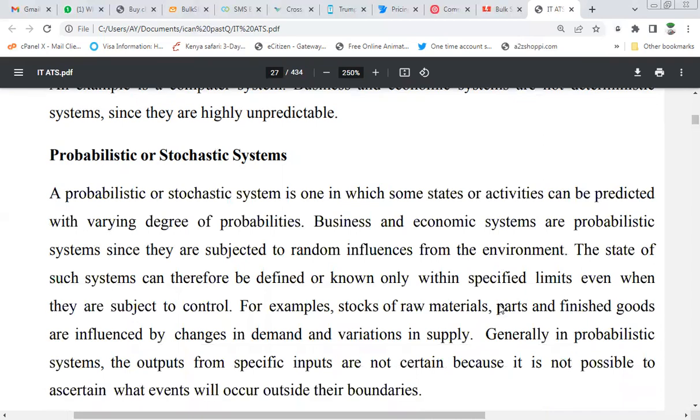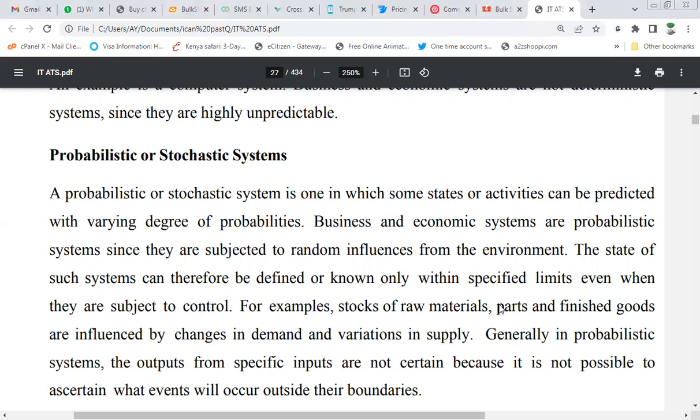Now, probabilistic system, probability, or stochastic system. A probabilistic system or stochastic system is one in which some states or activities can be predicted with varying degree of probability. Varying degree of probability. So which means you are not sure. So it can be neither or either. Either the A or B. Probability. Once you throw a dice, is it going to give you a 6 or a 1 or a 3? Probability. So business and economic systems are probabilistic systems since they are subject to random influences from the environment.